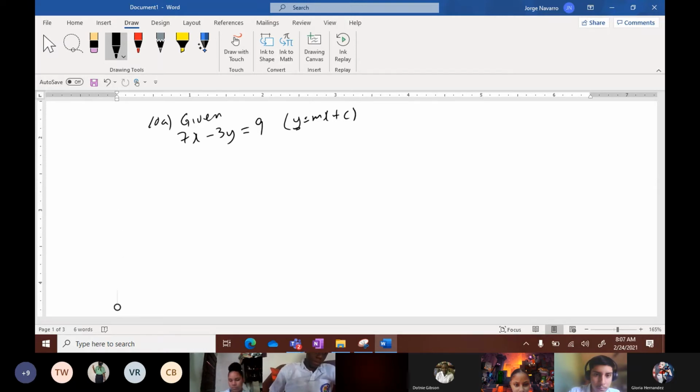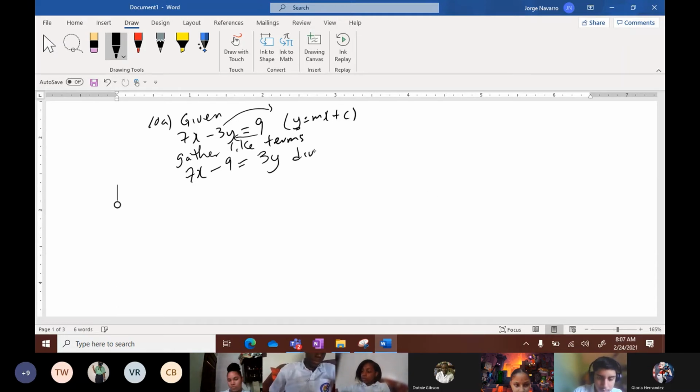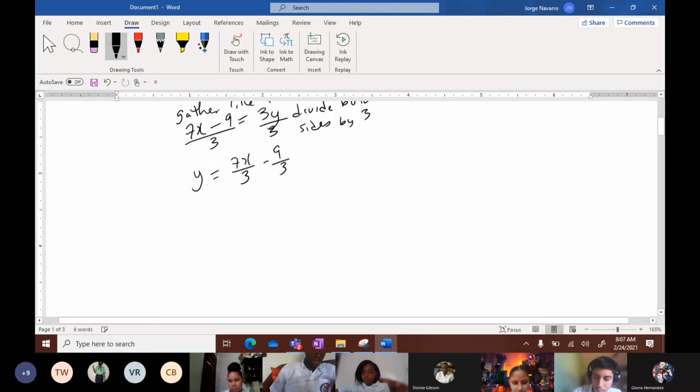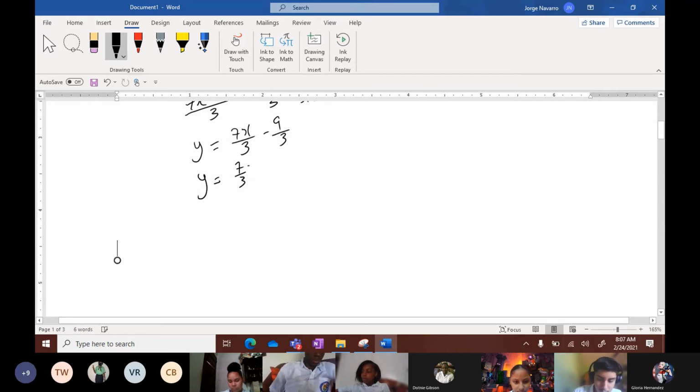So since that is the case, the first thing I'm going to do is gather like terms. In gathering like terms, this will go to this side and the 9 will go forward to try to make the y positive. So the 9 which was positive becomes negative and the y which was negative becomes positive. So now I have 7x minus 9 equals 3y. My next objective is to divide both sides by 3. Divide this by 3, divide this by 3. So I'm going to have y is equal to 7x over 3 minus 9 over 3, which obviously gives me y is equal to 7/3 x minus 3, which I will then compare to y equals mx plus c.